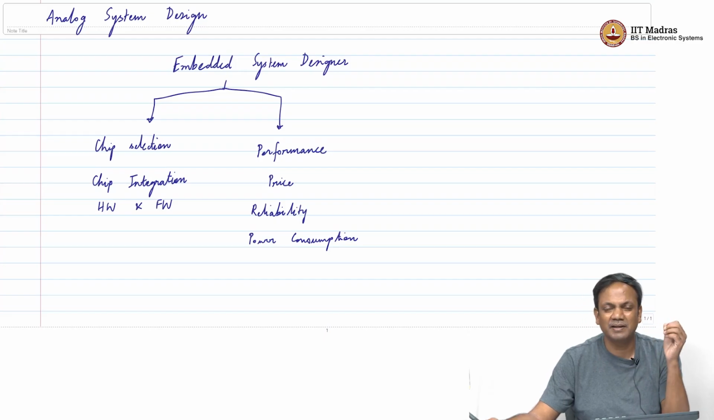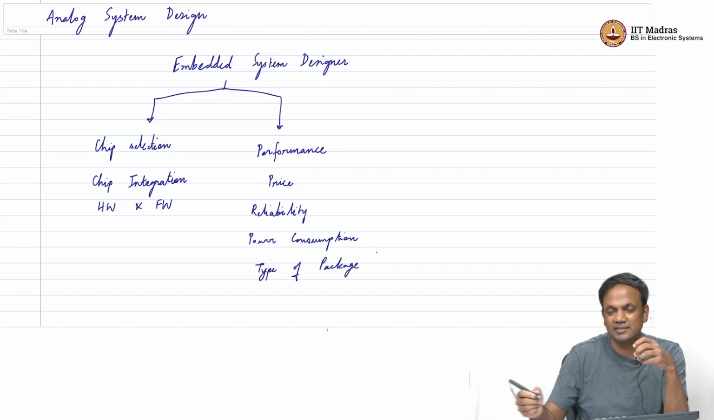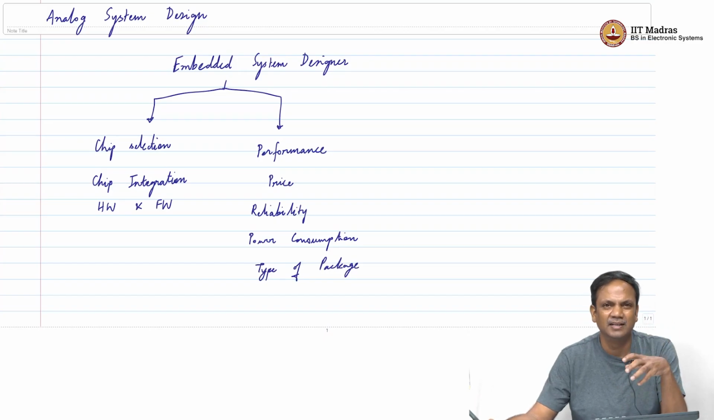There are two other parameters that are important. One is the type of package. So let's say I'm selecting different SoCs.